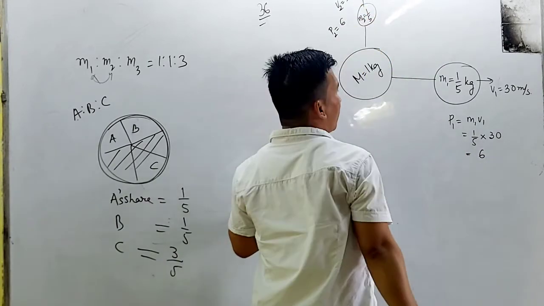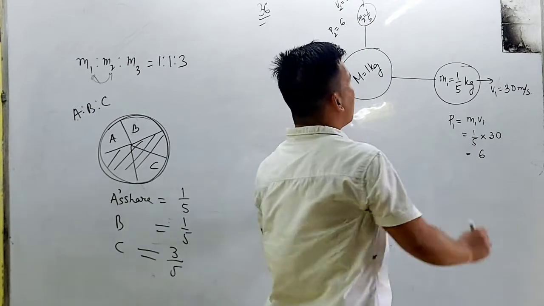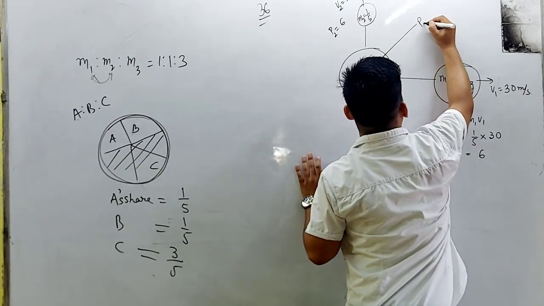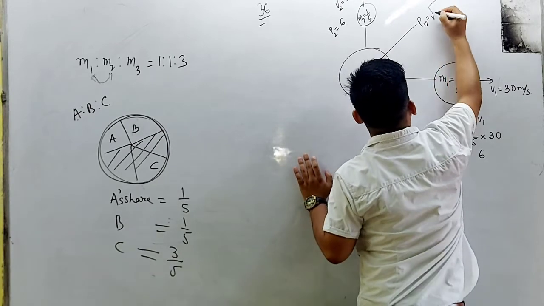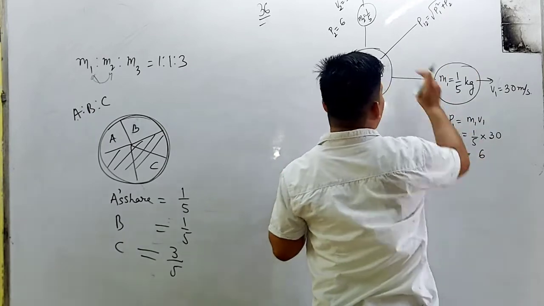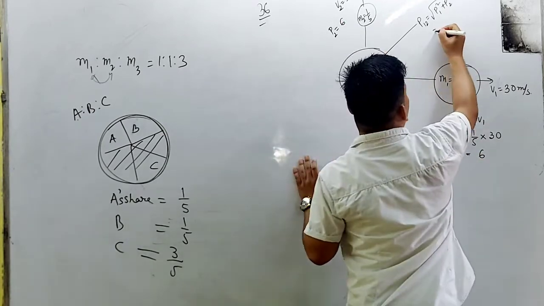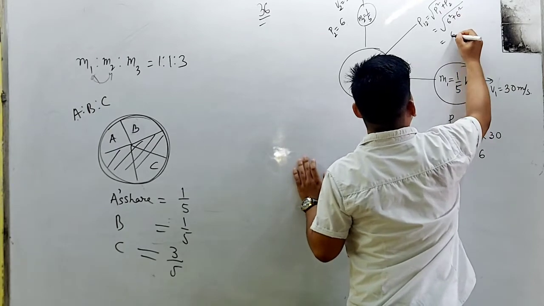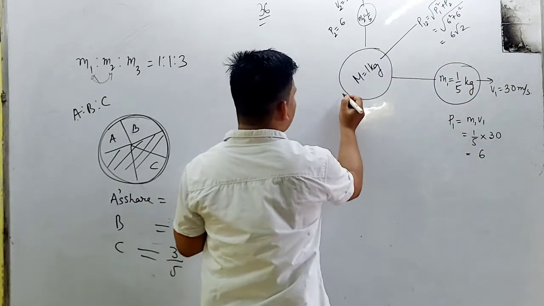Now for C's momentum, here we will be having P12 equal to root over P1 square plus P2 square. Can we put it as root over 6 square plus 6 square? So it will be 6 root 2.